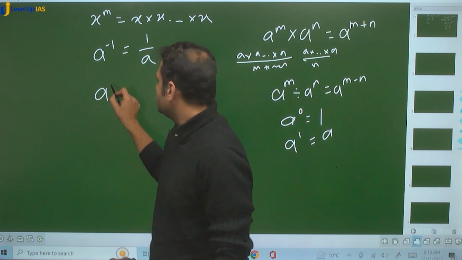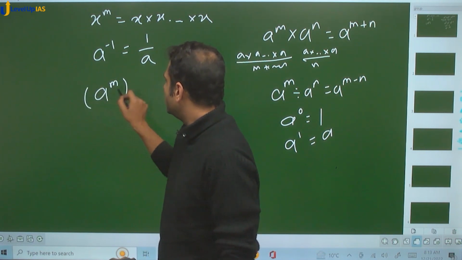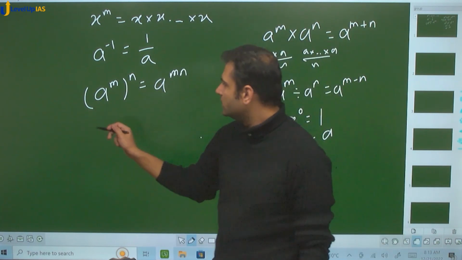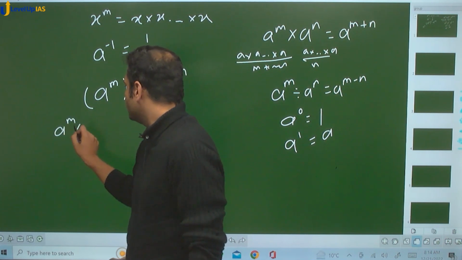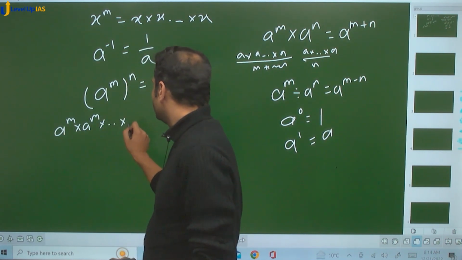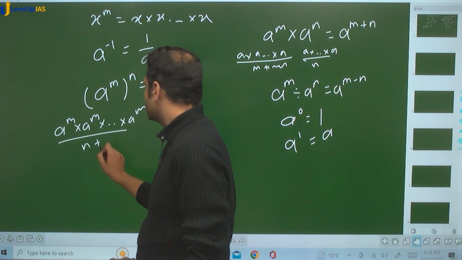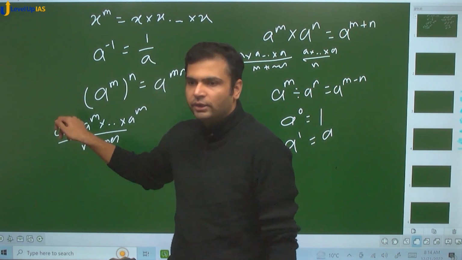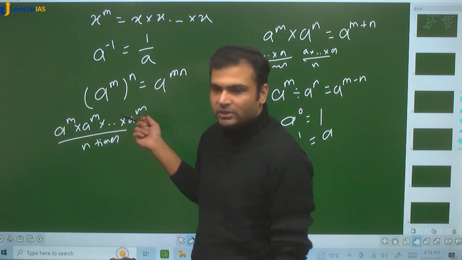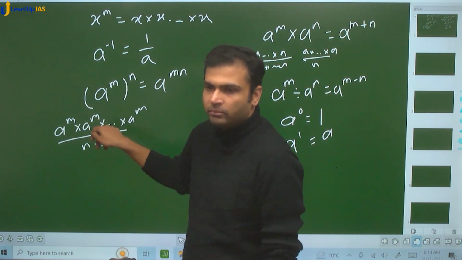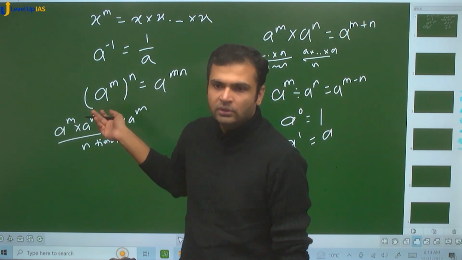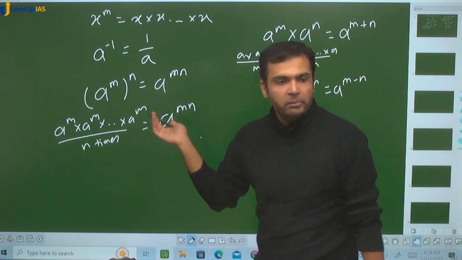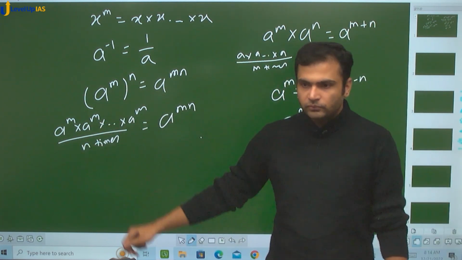Then a raised to m, raised to n, is a raised to mn. How can you see this? This is nothing but a raised to m into a raised to m into a raised to m, n times, and each a raised to m is what? A into a, m times. In total, how many times does a come here? m into n times. Basically, it is repeated addition. What is repeated addition? Multiplication. It's nothing but a raised to mn. A will come mn times in this product, right?